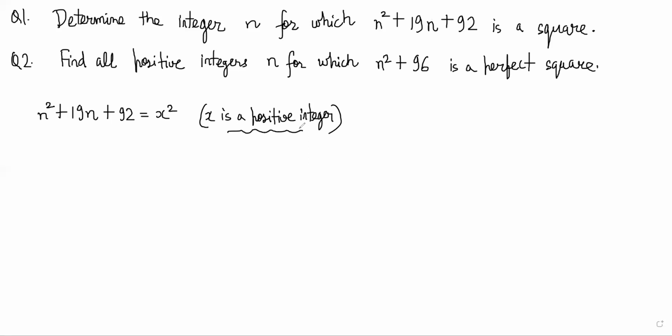That's not helping me. I mean, just multiply both sides by 4. You'll get 4n squared plus 76n plus 368 is equal to 4x squared, right? Wait, I multiply by 2. Now, 2 didn't work because 2n squared will not work, no? Okay. If you want to make a perfect square, 2n squared doesn't work, right? Yeah. Multiply by 4, that is better.